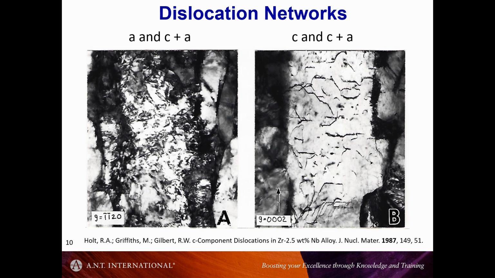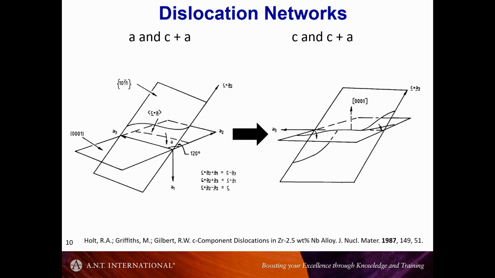Now, when it comes to hardening, it's much more interesting in the case of hexagonal zirconium alloys, in that you have this option. Well, actually, it's not even a possibility. It happens, and it is the reason why we see these complex network structures that one typically sees.